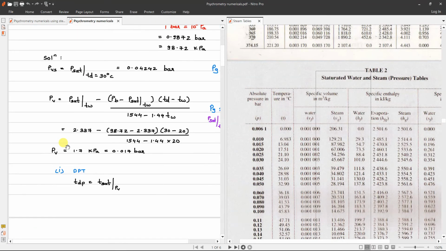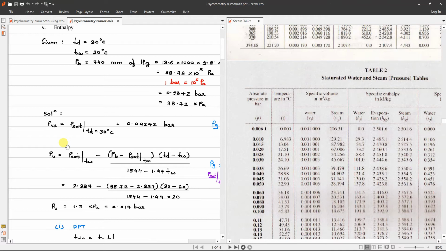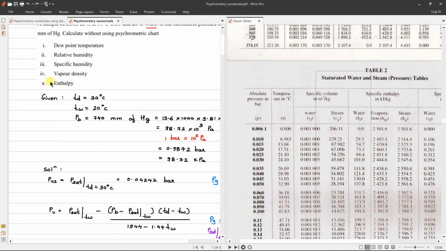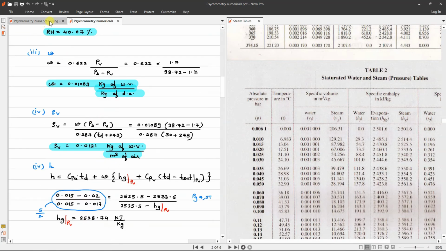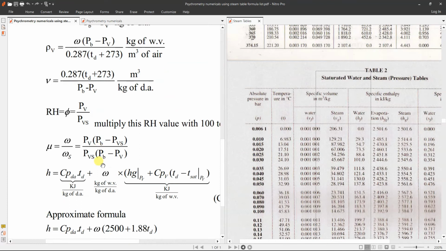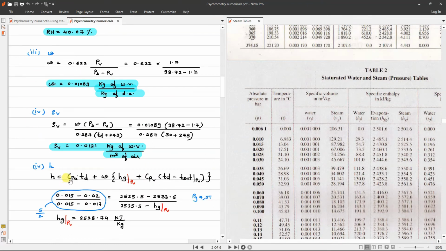Last part we will see of this question, enthalpy. This will be specific enthalpy basically. So for specific enthalpy, again we have to use the equation which I have already told you. This equation we have to use. So I have written down the equation.